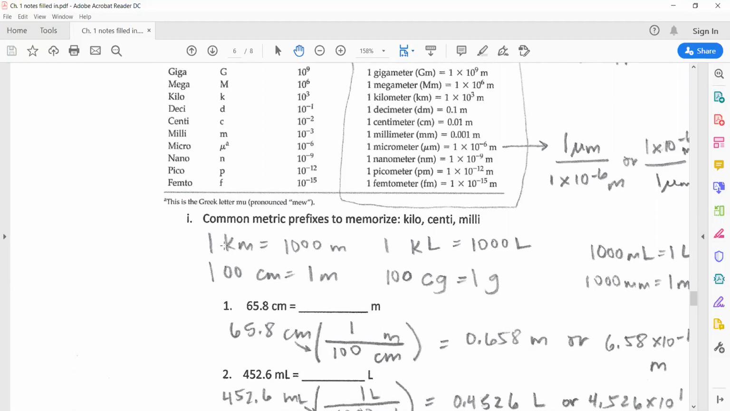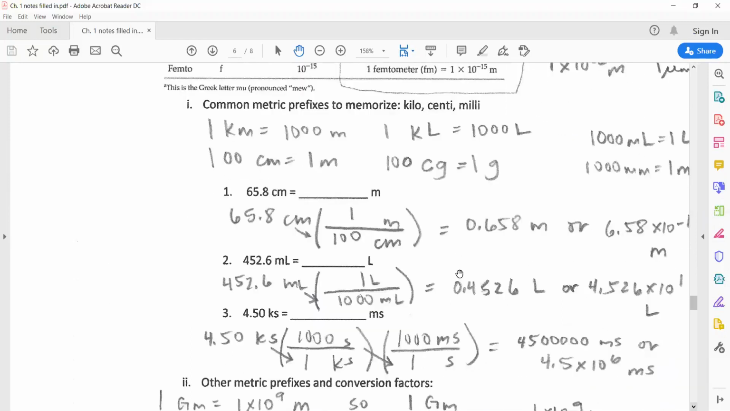the 3rd. But if it's easiest for you, you can think 1 kilometer is 1,000 meters, just like 1 kiloliter will be the same as 1,000 liters. Here for centi, 100 centimeters or 100 centigrams are in 1 gram. Milli is 1,000, so 1,000 milliliters in 1 liter, or 1,000 millimeters in a meter. Here are some examples of conversions using these.